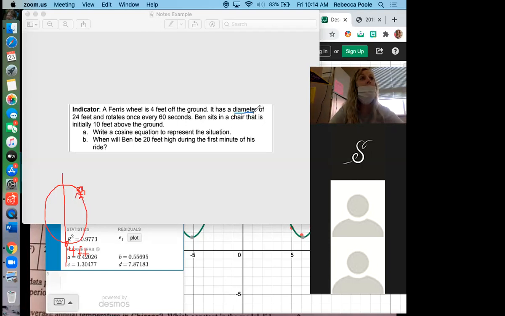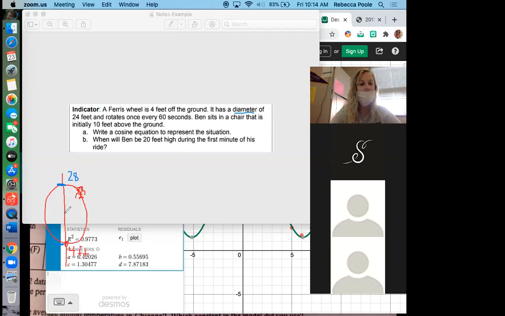All the way around the wheel is 24. Which part do we need? Do we need the horizontal or do we need the vertical? The vertical. So from here to here is 24, right? Sorry, I got the hiccups, y'all. Okay. So the maximum is 28.